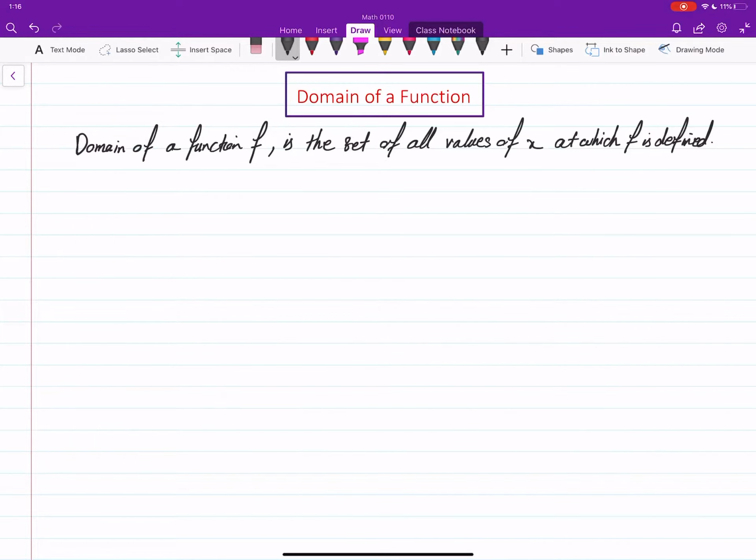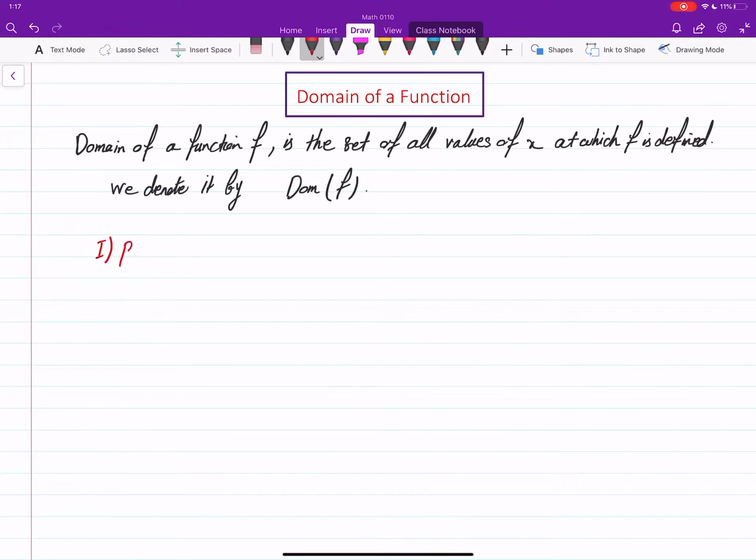And we denote it by dom of f. Well, specifically, we are concerned about functions that are defined by a formula on real numbers, and here at least three classes of such functions we will talk about, and then see how the domain of those classes are given and how we can find them.